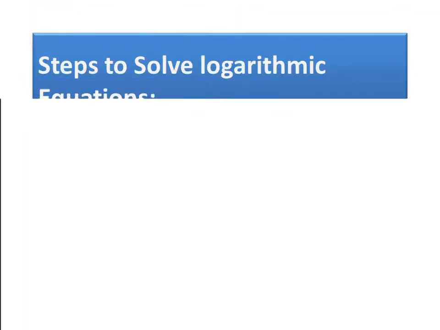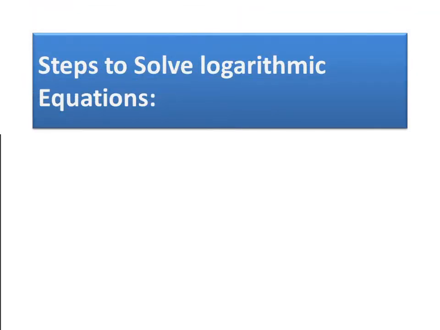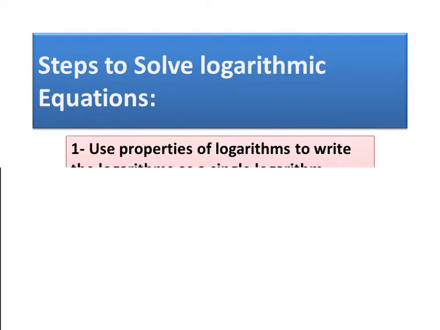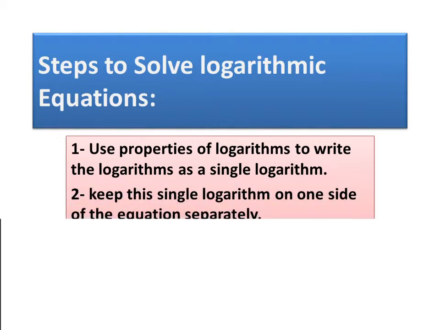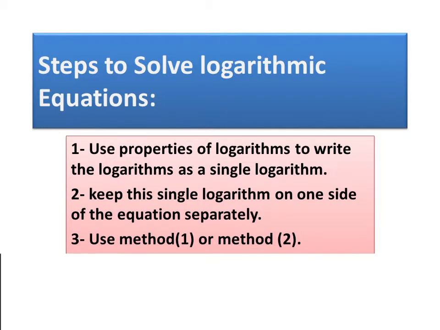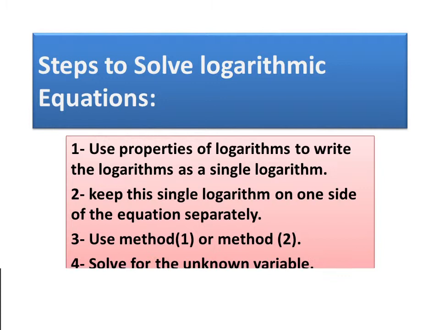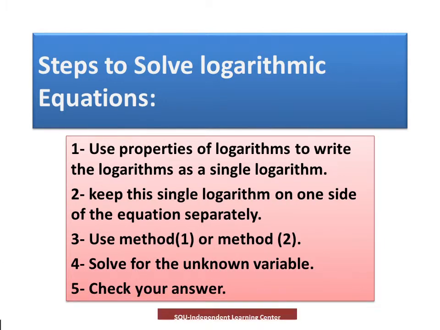Steps to solve the logarithmic equations. Step number 1: use the properties of logarithms to write the logarithms as a single logarithm. Step number 2: keep this single logarithm on one side of the equation, isolated separately. Step 3: use method 1 or method 2, which are mentioned in the previous slide. Step number 4: solve for the unknown variable. And step number 5: it's advisable always to check the answer you got in step number 4.